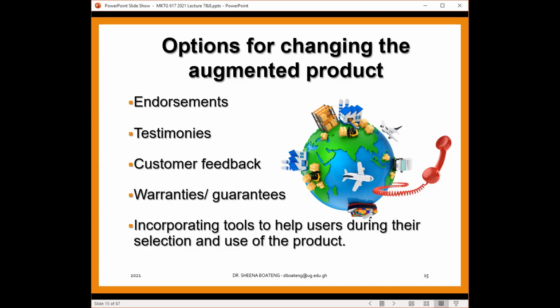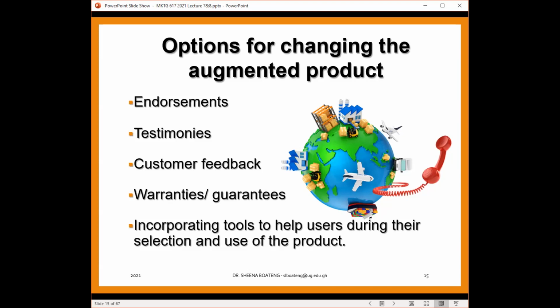And generally, testimonies are given with regard to positive outcomes as a result of users' or particular customers' experiences with the product or service. However, customer feedback can go both ways. It could either be positive or negative, depending on how the customer feels about the product and what they believe the e-marketer can do to enhance their experience in consuming that particular product or service.